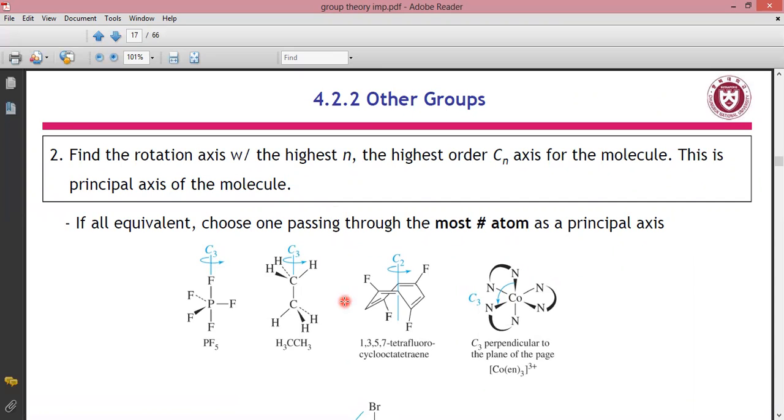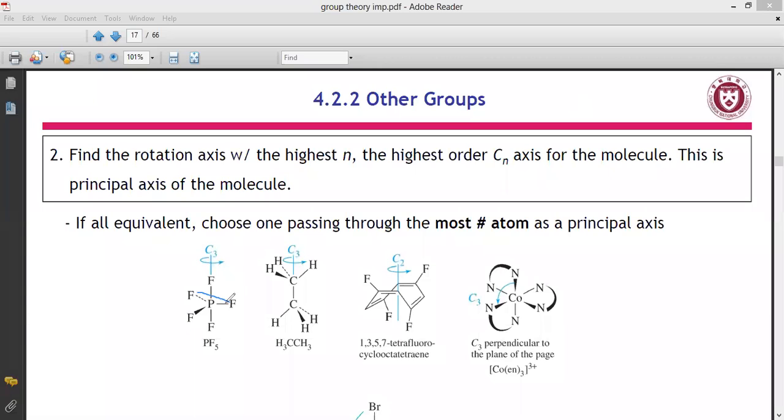Next, the rotational axis with the highest order. For example, if you see the Cn axis with the highest order, C5 axis, sorry, C3 axis. In case of PF5, this is actually a trigonal bipyramidal structure. These three F are present in a plane, and this F and this F are present above the plane and below the plane. This is a triangle. Here you see, this is a triangle actually.